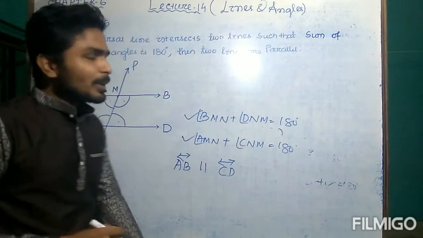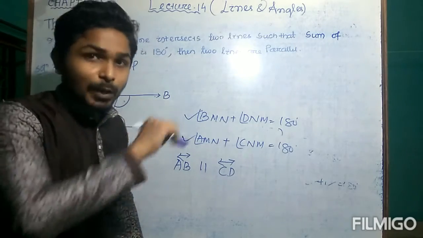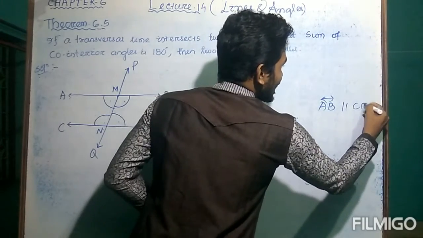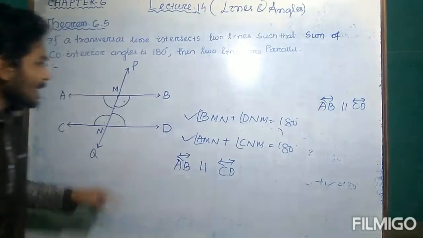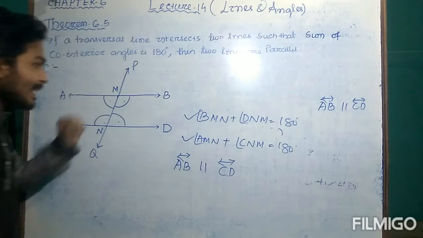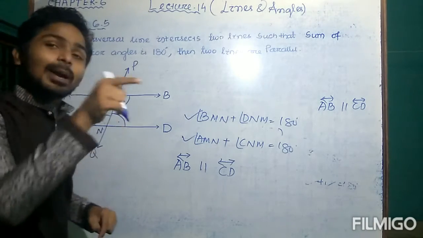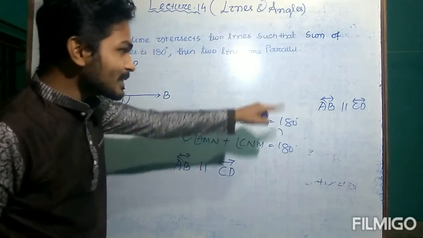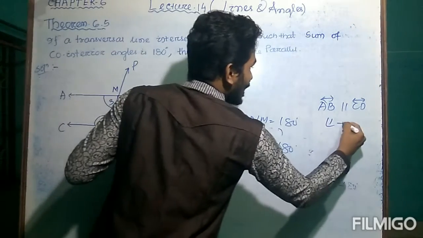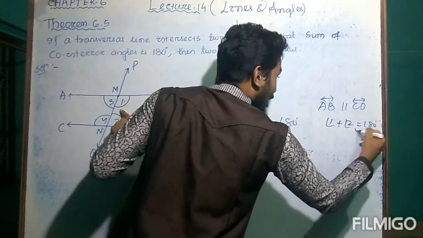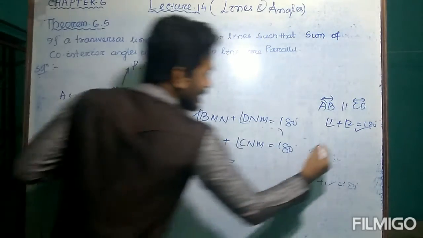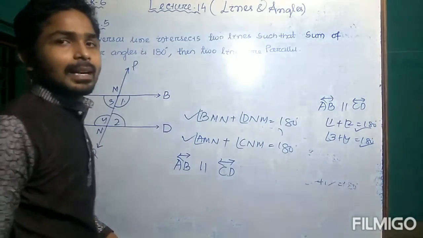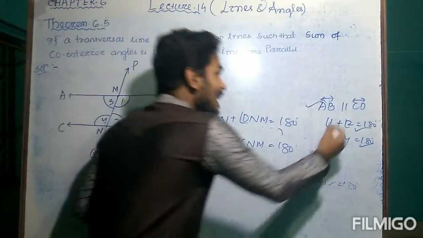Okay, now you remember theorem 6.4. In 6.4 it is given that if AB and CD are parallel and PQ is a transversal line, then the sum of these co-interior angles is 180 degrees. Suppose this is angle 1, this is angle 2, this is angle 3, this is angle 4. Then according to theorem 6.4, angle 1 plus angle 2 is equal to 180 degrees. We have to prove it. And angle 3 plus angle 4 is equal to 180 degrees. We have to prove this. This is given and this has to be proved.